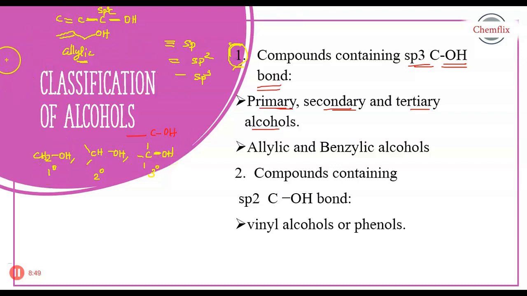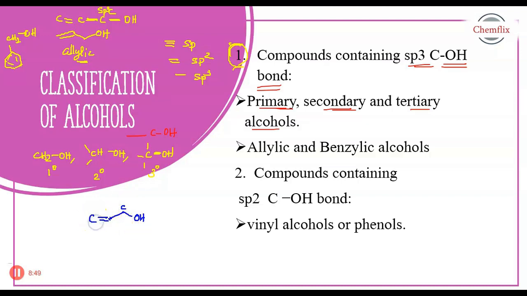In the case of benzylic, benzylic means there is a benzene ring. This one is the benzene ring, and the CH2 is attached here, and there you can find an OH group. So in both these cases, what is exactly happening is there is a double bond, and then a single bond, and then to this single bonded carbon, OH is attached.